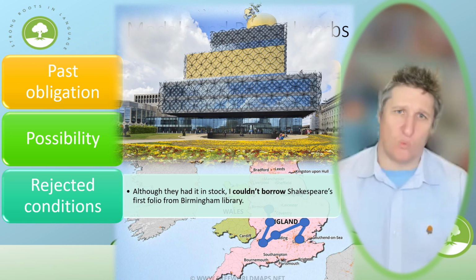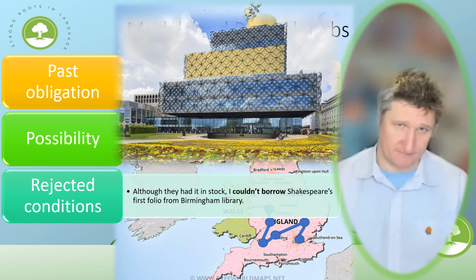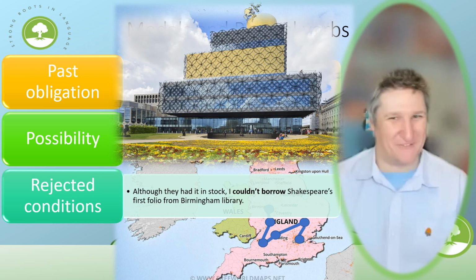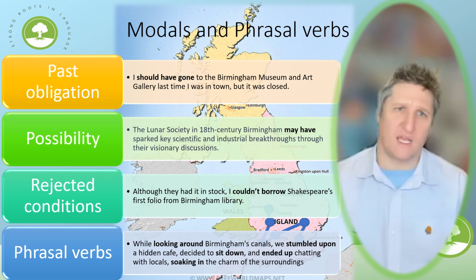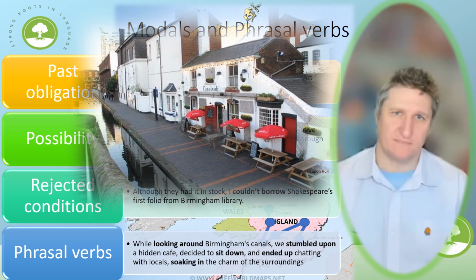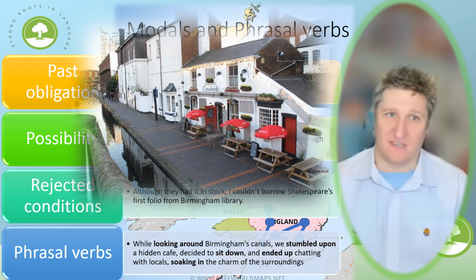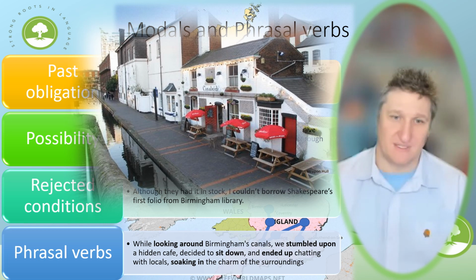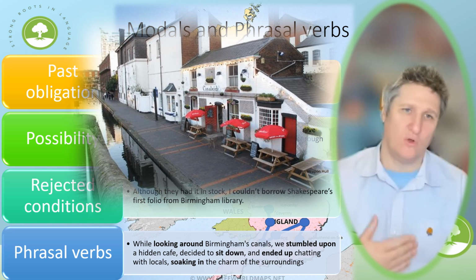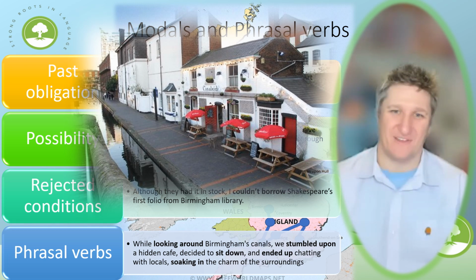You should also have a wide range of phrasal verbs at your disposal. Would you like to see an example of that? Oh, of course you would. Here it comes. While looking around Birmingham's canals, there they are, we stumbled upon a hidden cafe, decided to sit down, and ended up chatting with locals, soaking in the charm of the surroundings. Looking around, stumbled upon, sit down, end up, soak in. These are all phrasal verbs, and you should have a wide range of them at your disposal.